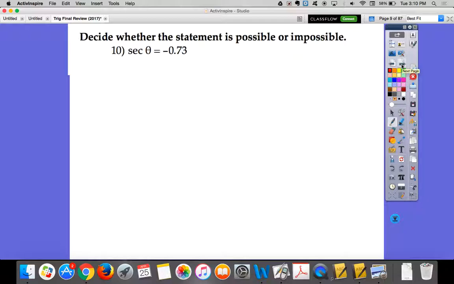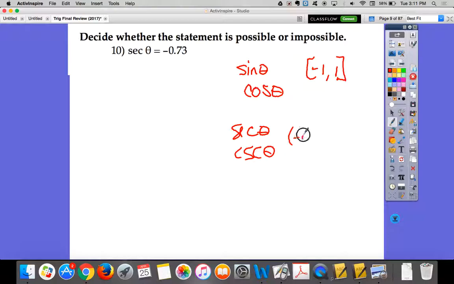So this has to do with your ranges. It helps a lot if you think about your graphs. If you remember that sine and cosine, if you just do your traditional graphs of your basic functions, they bounce in between -1 and 1, okay? And secant and cosecant, since they're the reciprocals, go from -infinity to -1 and from 1 to infinity. So whenever you think about this, secant can't be in this zone right here, okay?